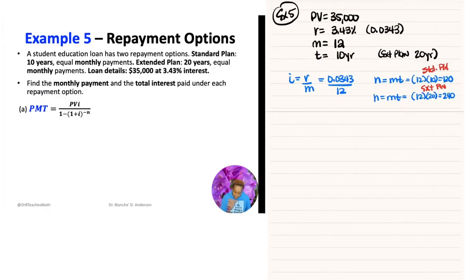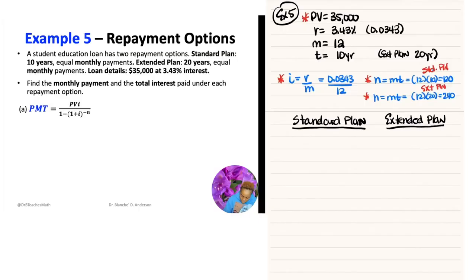All right, so we have the pieces we need, right? We have our PV, we have our I, and we have our N's because we have the standard plan, and then we have our extended plan. Okay, so I'm not going to plug in. I'm just going to show you on the screen here.